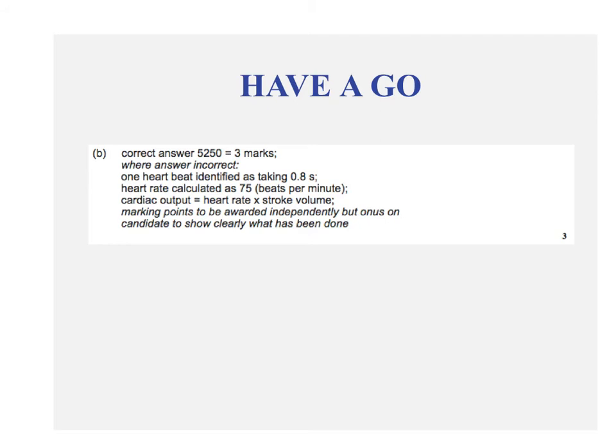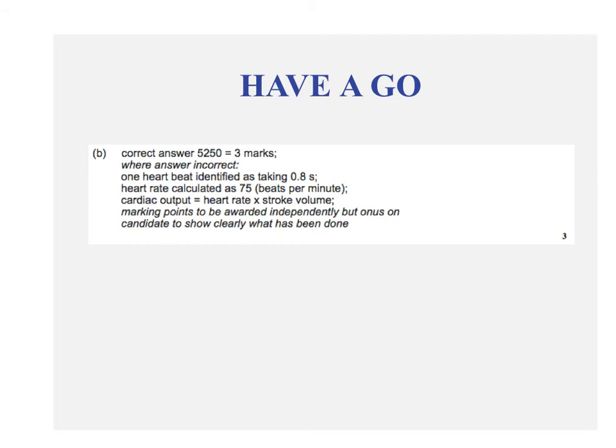If you didn't, you could have got 1 mark for saying that the heartbeat is a 0.8 second duration, that the heart rate is therefore 75 beats per minute, or writing the equation: cardiac output is stroke volume times heart rate. If you weren't too sure though, I'm going to go on to the next slide and show you how to get those values and then how to use them together to get the answer right.